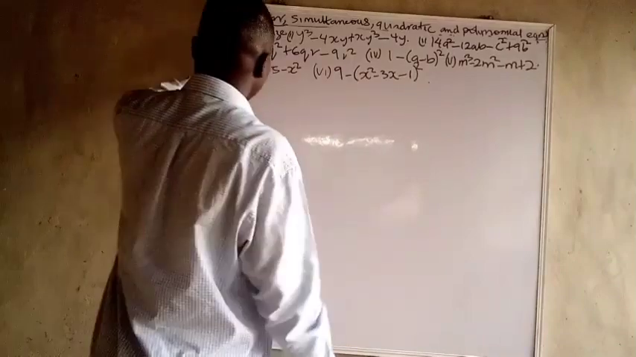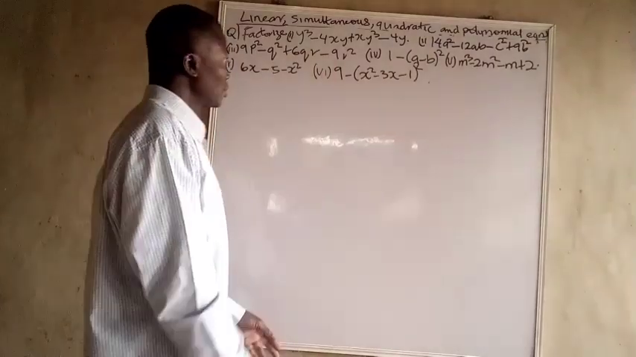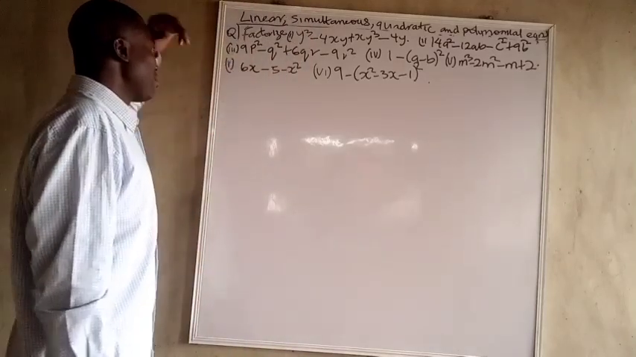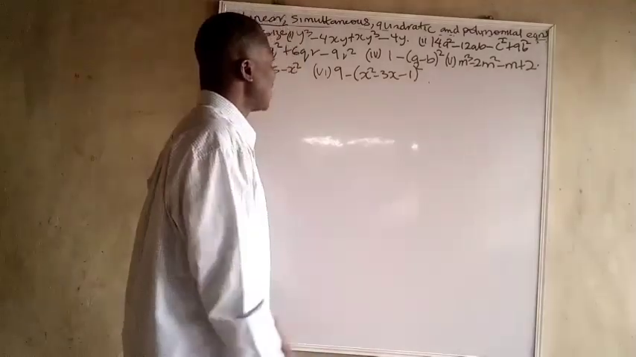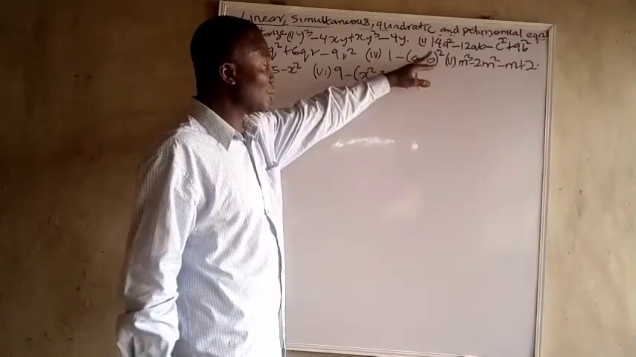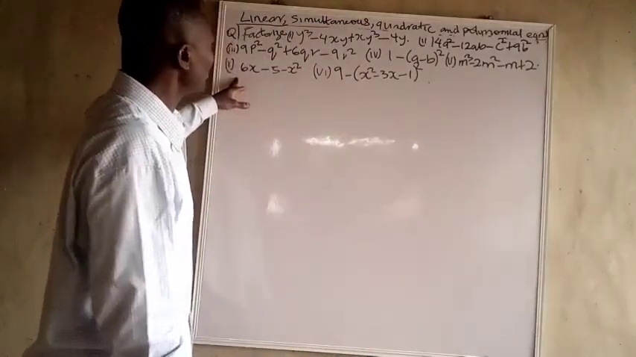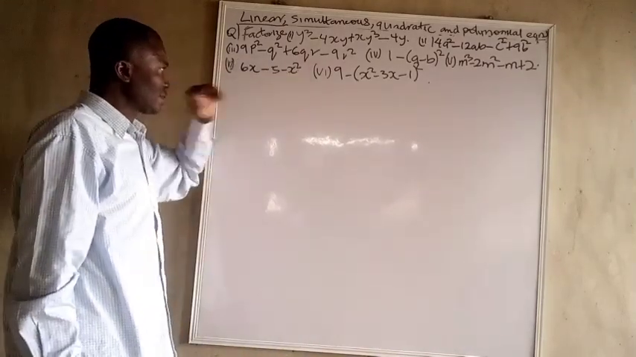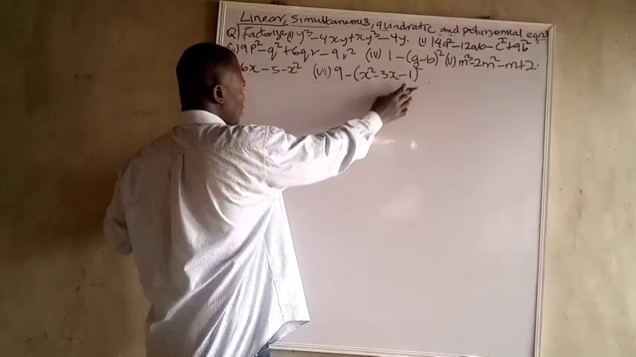So if you look now, we have to factorize: 1, y cubed minus 4xy plus xy cubed minus 4y. 2, 4a squared minus 12ab minus c squared plus 9b squared. 3, 9b squared minus q squared plus 6qr minus 9r squared. 4, 1 minus bracket a minus b close bracket squared. 5, m cubed minus 2m squared minus m plus 2. Okay, that's 5. This is 6, 6x minus 5 minus x squared. 7, 9 minus open bracket x squared minus 3x minus 1 close bracket all squared.